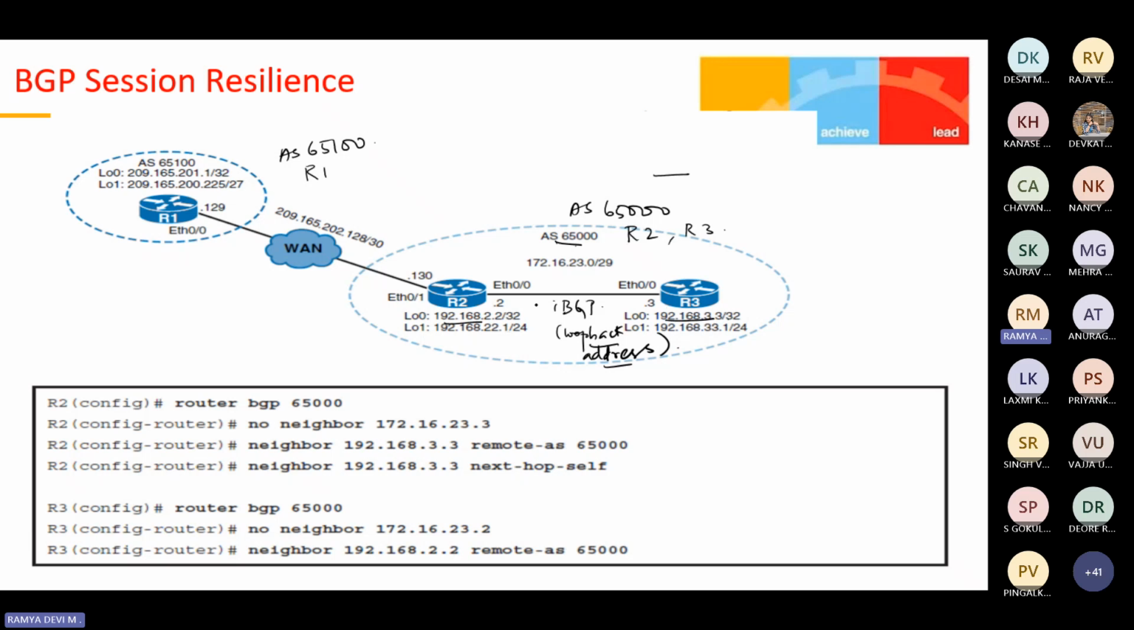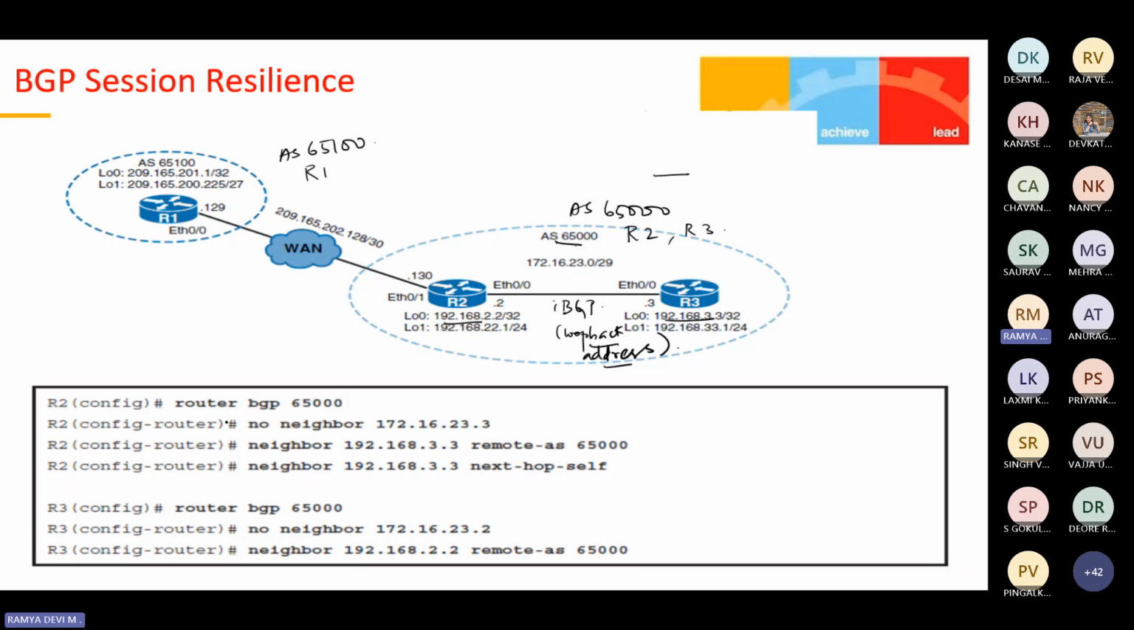So continuous routing will happen inside the autonomous system. R2 and R3 will be configured to form an IBGP session with the help of loopback addresses rather than physical interface IPs. This makes the session independent of individual interface failures. I can also use the next-hop-self command.